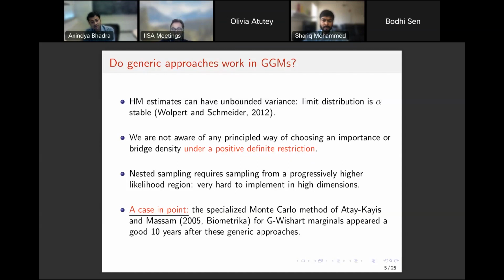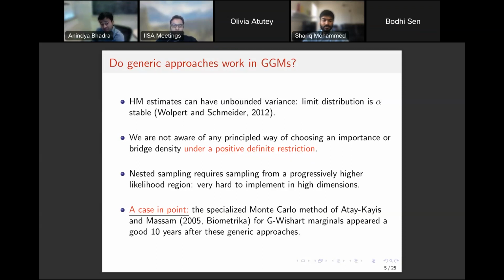We are not aware of any principled way of choosing an importance or bridge density. This covering density that you need can be designed in simple cases: say I have a univariate normal distribution, I can cover that using a Cauchy distribution, because a Cauchy distribution has heavier tails than a normal. So it's a reasonable covering distribution. But here, first of all, I have to do it in a multivariate setting, and then I have to do it while being restricted to the class of positive definite matrices. So we are not aware of any known ways of doing this.